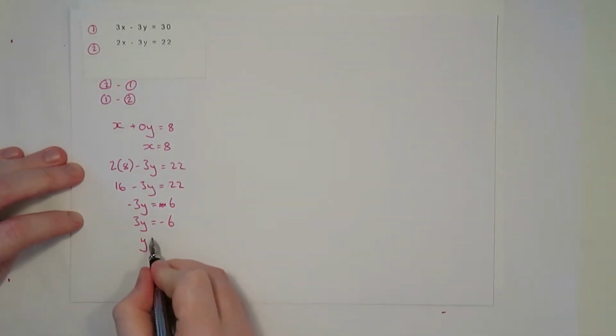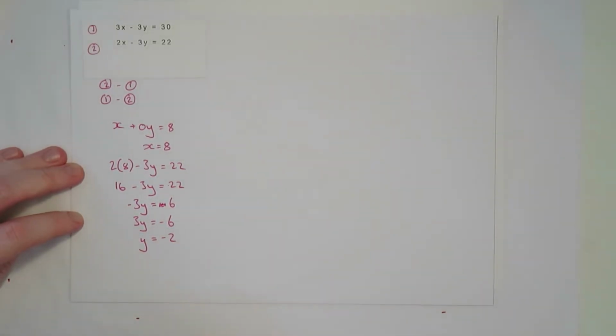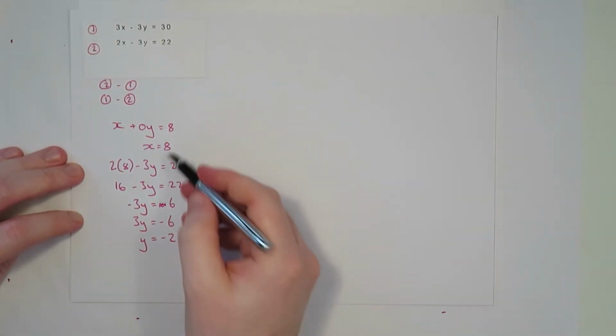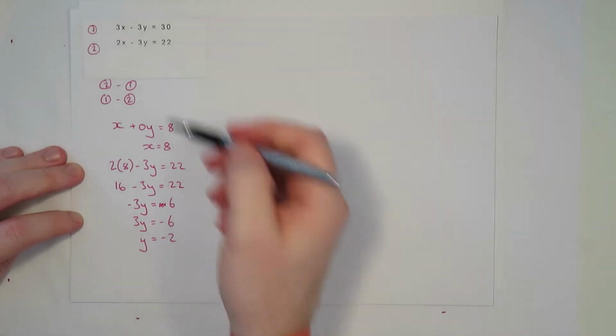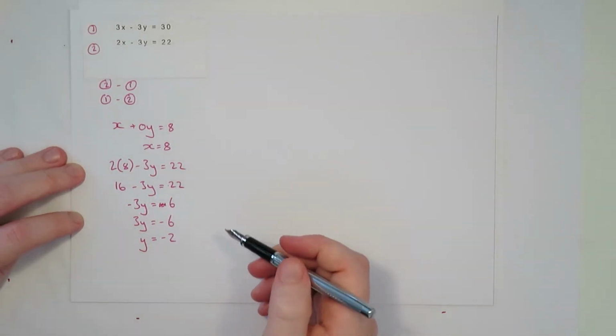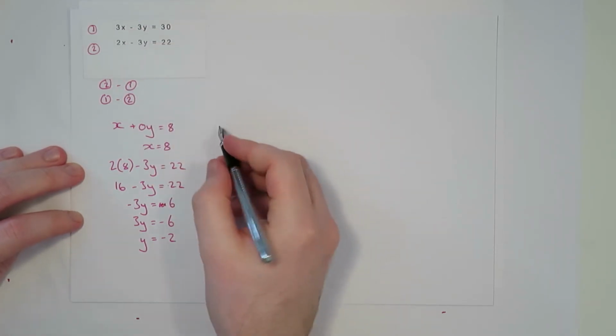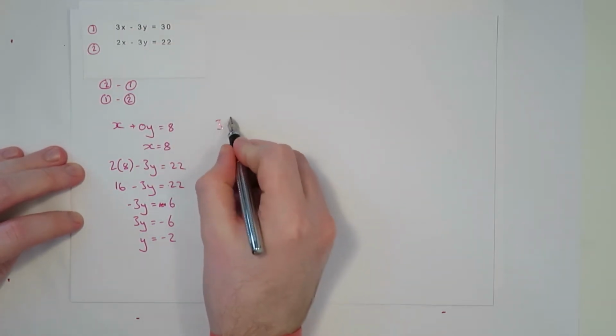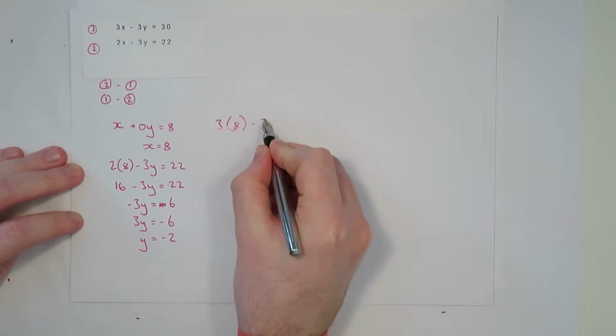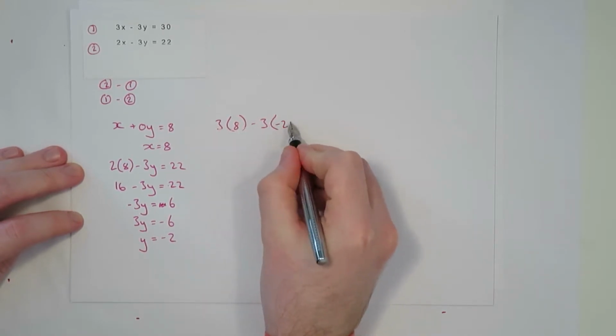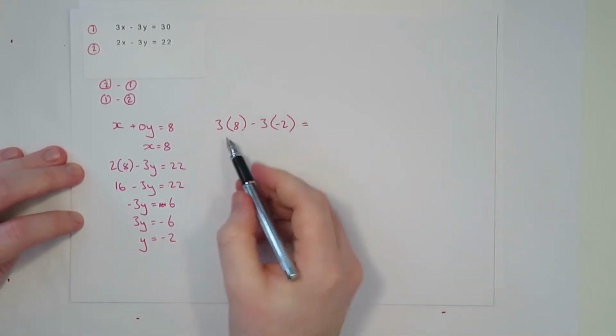And then divide both sides by 3. So y is minus 2. Then once you have both solutions, substitute them back into one of those equations. So I'll substitute them into equation 1. 3 lots of x minus 3 lots of y. What does that come out as?